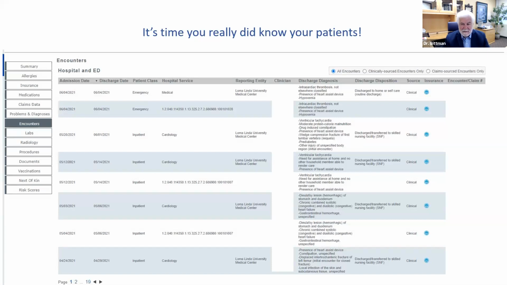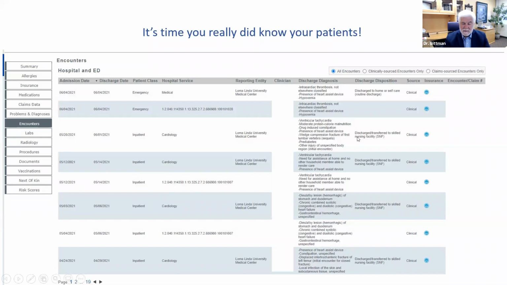The way this is constructed is really to make life easier for us. It's to create an advantage that hadn't existed before. You basically have data that comes from two different sources. One is clinical data, and the second is claims data. If you look up at the right quarter of the screen, you will see all encounters, clinically sourced encounters, or claims sourced encounters. So you can pick. We have multiple sources of data that give us the information.